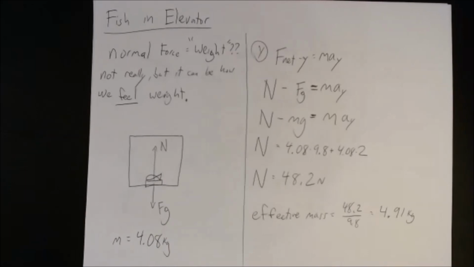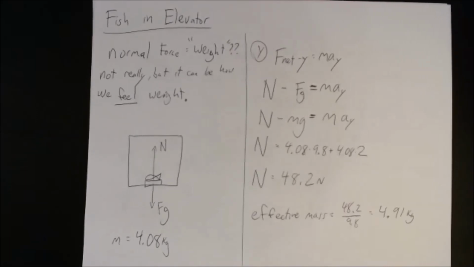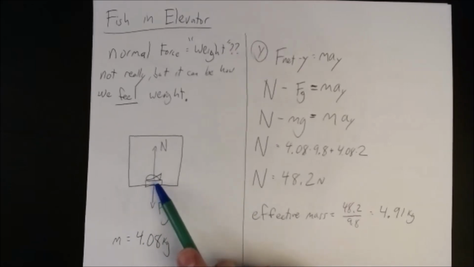The next question is about a fish in an elevator, which is another classic kind of physics question. We have weird ways of expressing things sometimes. The question, you can read this in the slides, is we've got an elevator and we've got a fish on a scale. And when the fish is just sitting on the scale and the elevator is not moving, the scale reads 4.08 kilograms. And when the elevator starts accelerating upwards, the scale will actually read a different value.